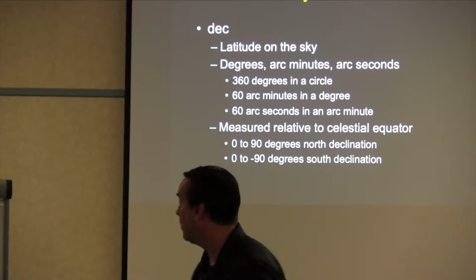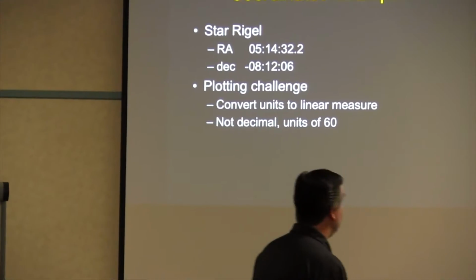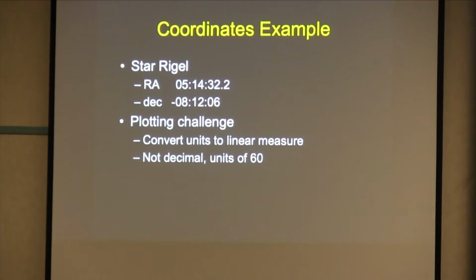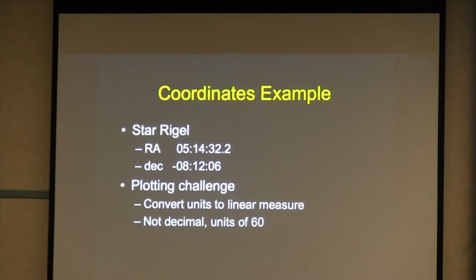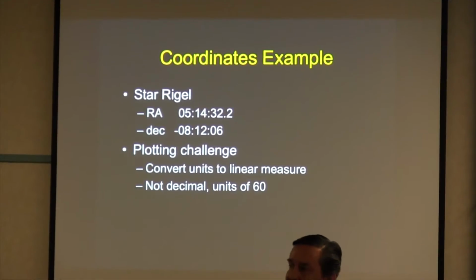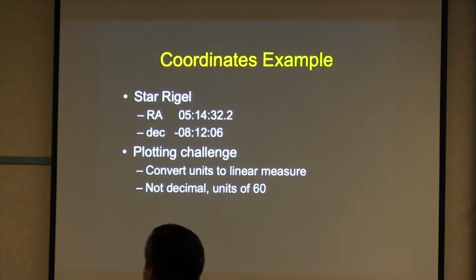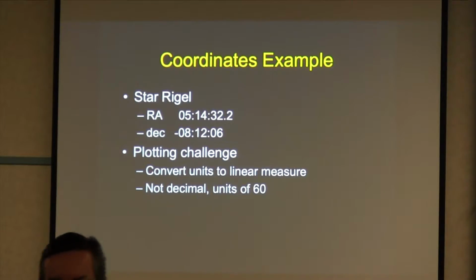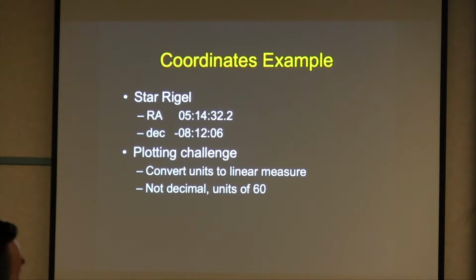Great. So, here's an example. The star Rigel, its right ascension is 5 hours, 14 minutes, 32.2 seconds. Its declination would be minus 8 degrees, 12 arc minutes, 6 arc seconds. This is what you will find. I hope that's what's printed on your sheet for the star Rigel.